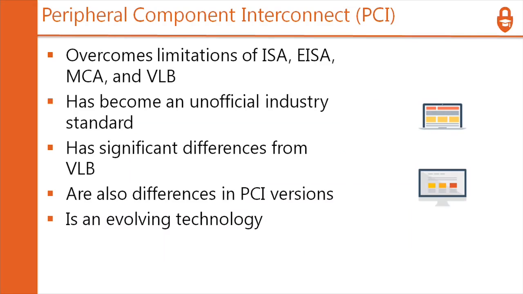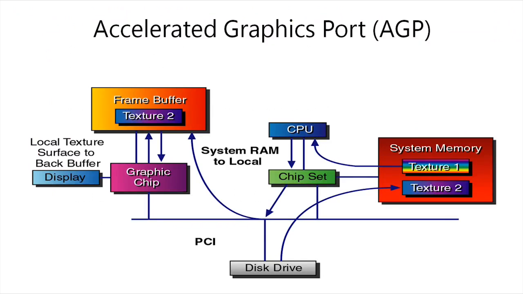We also have the Peripheral Component Interconnect, the PCI. It overcomes limitations of ISA, EISA, MCA, and VLB. It has become an unofficial industry standard and is still around today. It has significant differences from VLB, and it's been around a long time. There are also differences in PCI versions. It's an evolving technology, so it's still changing, just like anything in a computer. The only thing constant is change.